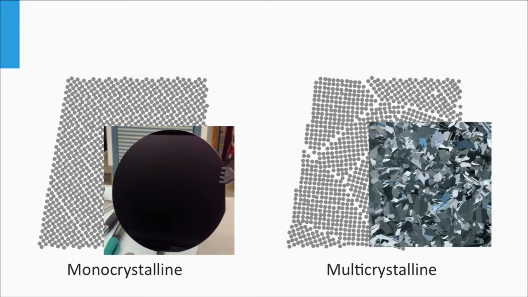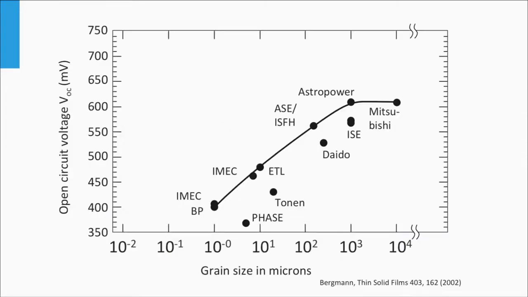It means that the grain size plays a role as well. In this figure from a paper of Bergmann, we see the relation between the open circuit voltage of various solar cells developed over the world based on the multicrystalline wafers. On the horizontal axis, the average grain size of the multicrystalline silicon absorber layer is shown. The larger the grain size, the longer the charge carrier lifetimes, the larger the bandgap utilization, and the larger the open circuit voltage will be.